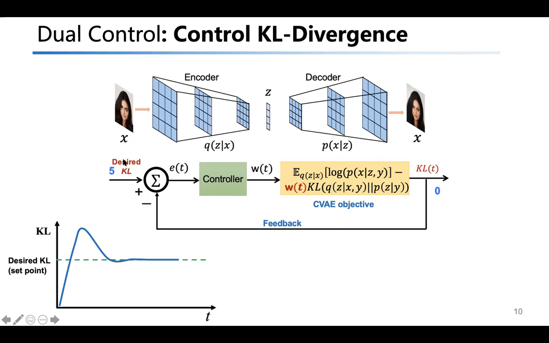For example, if we set the desired KL divergence to 5, when our model suffers from KL vanishing, the value of KL divergence is 0. Then we can sample the output KL divergence as feedback and compute the difference between the desired KL divergence and the output KL divergence, which here is 5. Then we can use a controller from control theory to dynamically tune the weight W in order to stabilize the output KL divergence to the desired KL divergence, so 5.